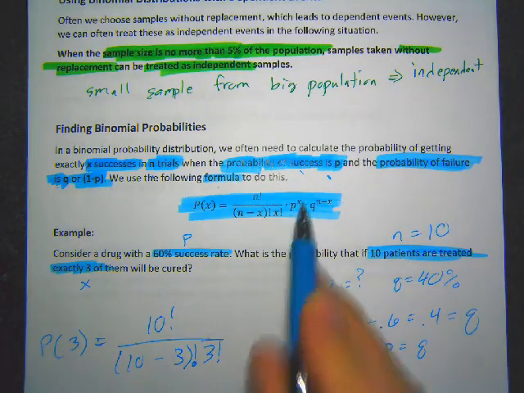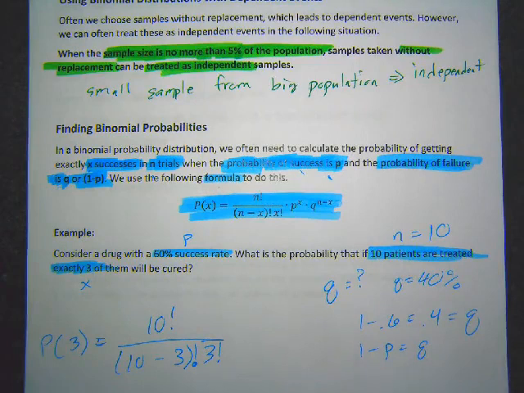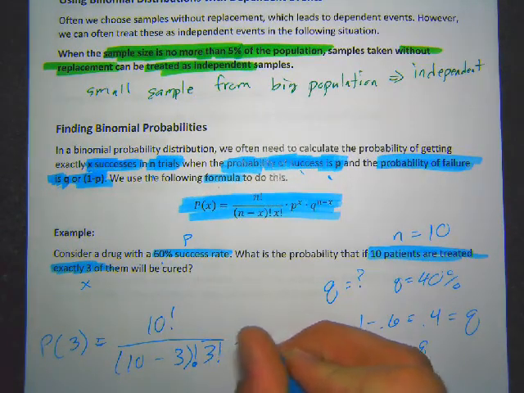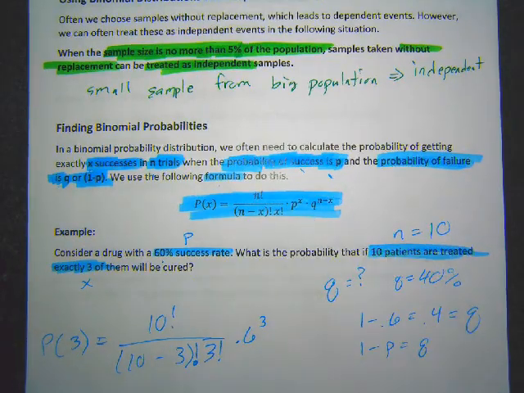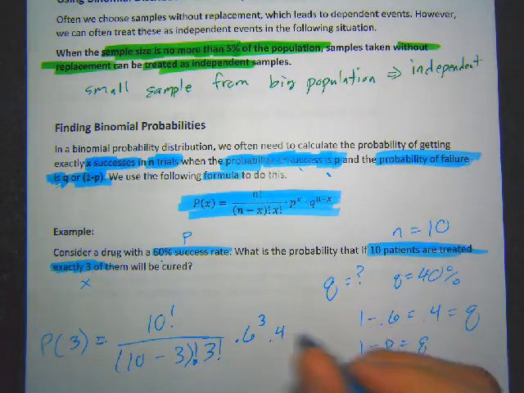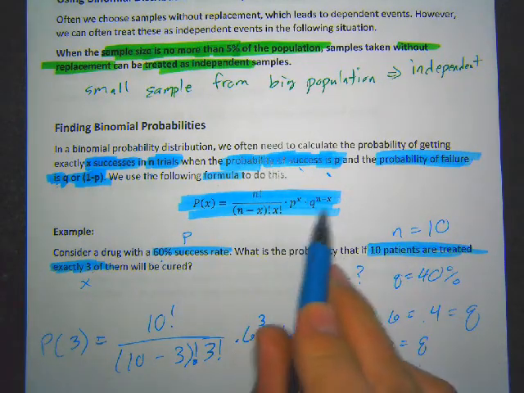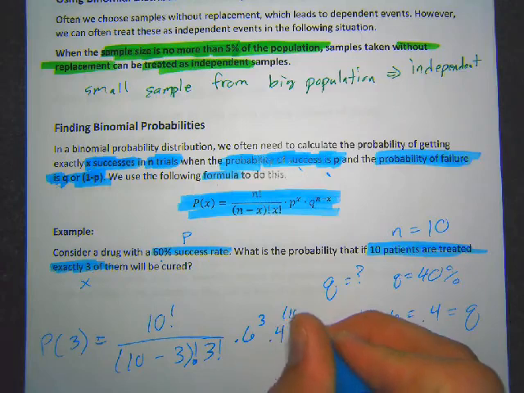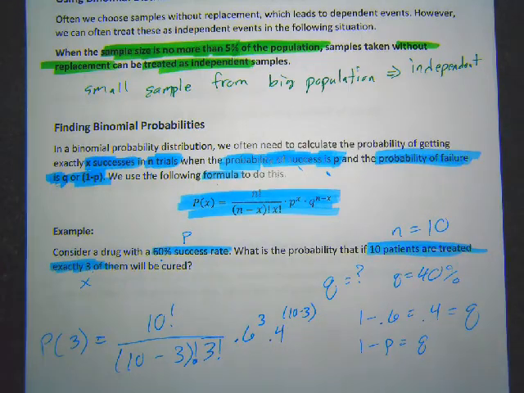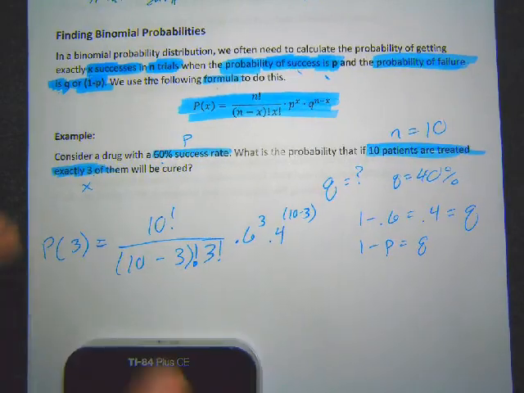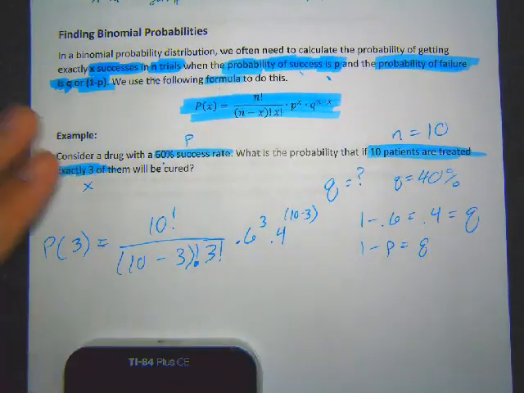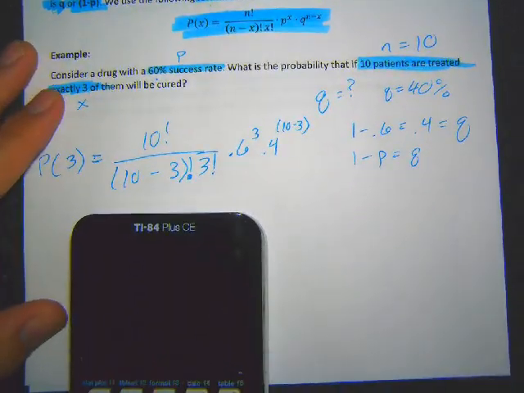Then you have P to the X. Remember, P is your probability of success. Make sure you do this as a decimal though, so I want 0.6 to the third. And then Q, again, is the probability of failure, so I'm going to take my 0.4 for Q, and this goes to the N minus X power, so 10 minus 3 power. Okay, so I'm just going to go ahead and type that in the calculator, and that'll tell us the probability that 3 of those 10 patients are cured.